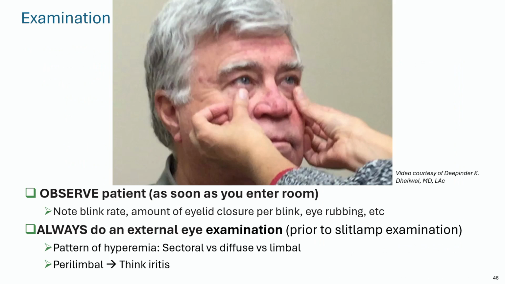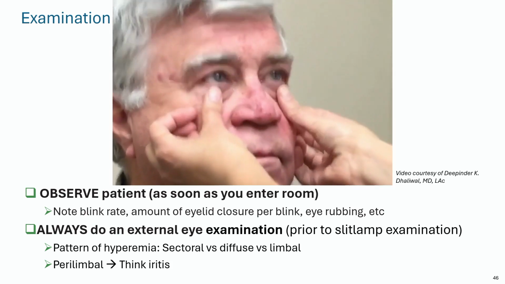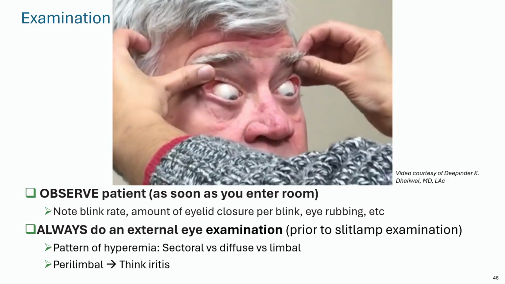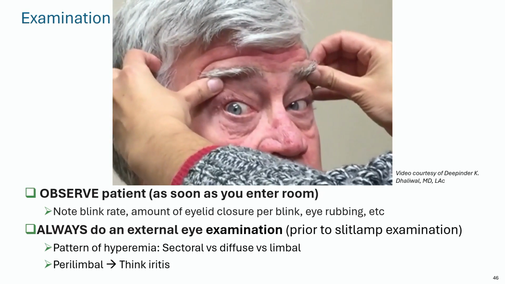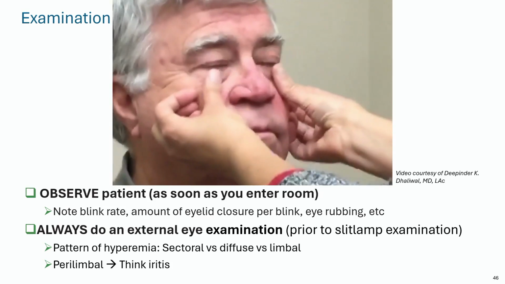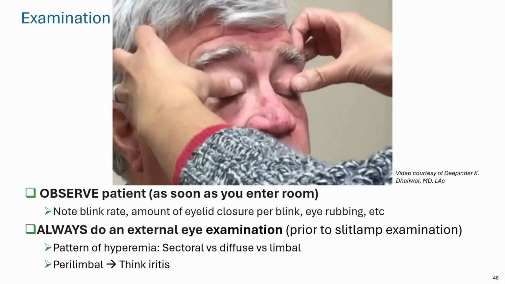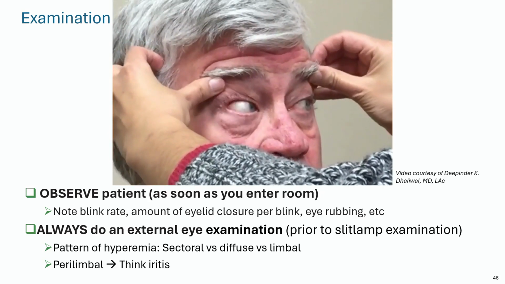So examination. Now this is super important. You got to look at the patient, see how much they're blinking, how much eyelid closure. And can we play the video? Oh, here we go. And then this is the external eye exam. Look up, look down, look left and right. How long did that take? Like 5 seconds? Look up, look down, look at those floppy eyelids. Ay, ay, ay. Look left and look right.